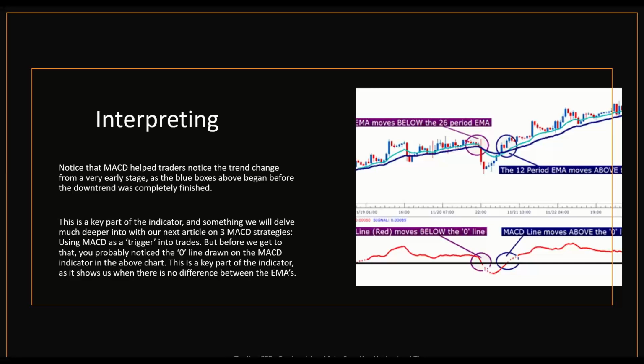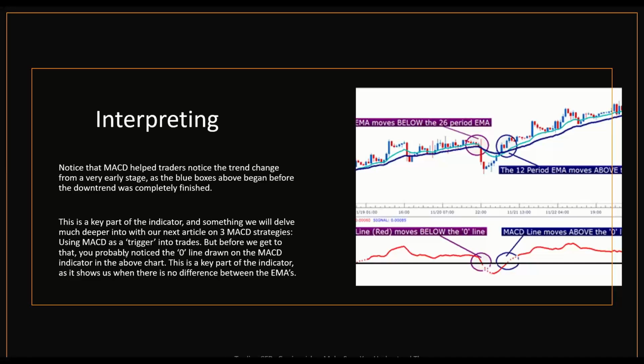So let's keep in mind that MACD helps traders notice a trend change from a very early stage, as the blue boxes over here on the right show, when a new trend is starting before the old trend has actually ended. As a key part of this indicator, and sometimes something we will delve into in following or more advanced strategies, is using the MACD trigger into trades.